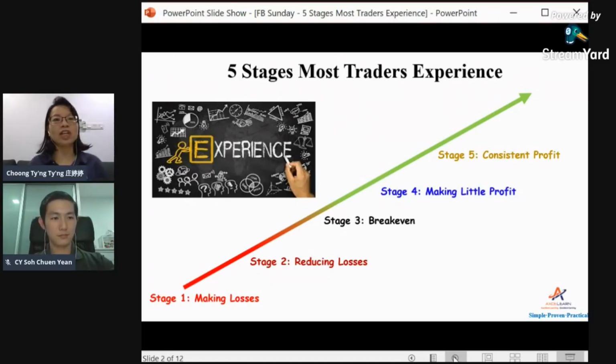Because at every stage you experience different situations and different challenges. You need to understand, if you are in this stage, how do you progress to the next stage, and what you need to do to be able to progress. So you need to be very honest in answering this question. If you are not honest, it's very difficult for you to understand.